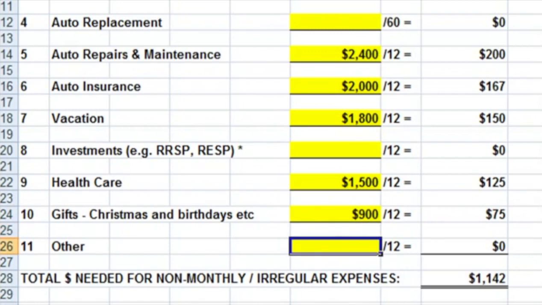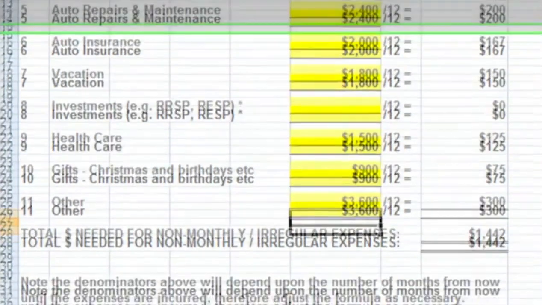Other is the miscellaneous category that doesn't cover anything else, and often people will say to me, well, $50, $100 a month. Not true. Often $3,600 a year or $300 a month would be quite typical for the average couple.